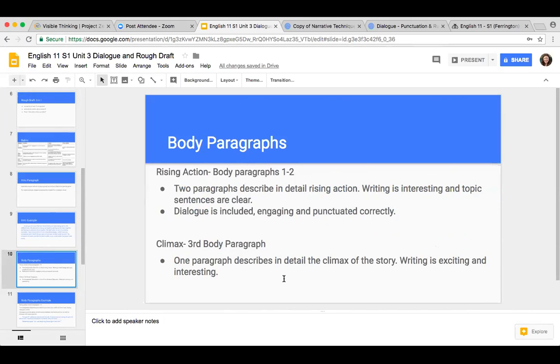The climax is the 3rd body paragraph. It describes in detail the climax of the story. Writing is both exciting and interesting.